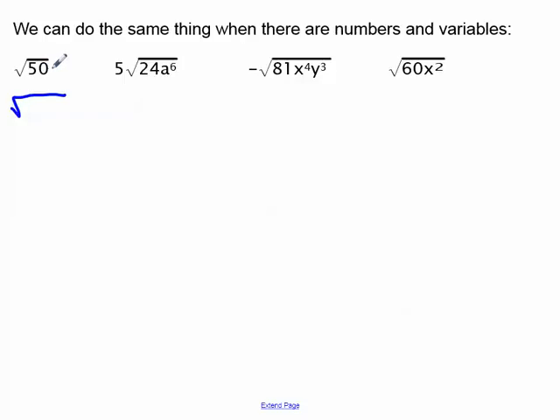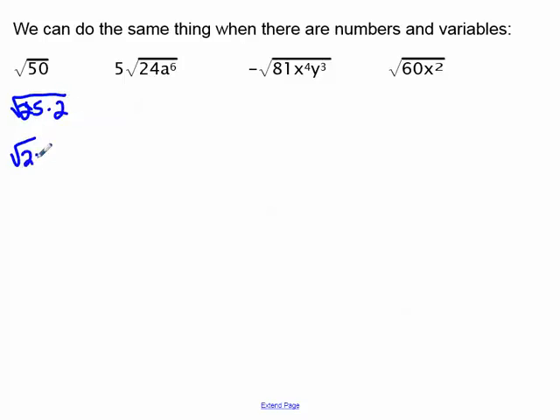Does 4 go into 50? No. 3 squared is 9. That's the next perfect square up. Let's see, does 9 go into 50? No. Let's see, 4 squared is 16. 16 does not go into 50. 25 is the next one up. 5 squared is 25. Yep. 50 is 25, I'm sorry, 25 times 2.